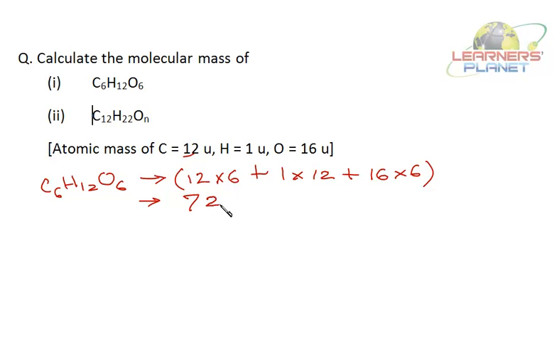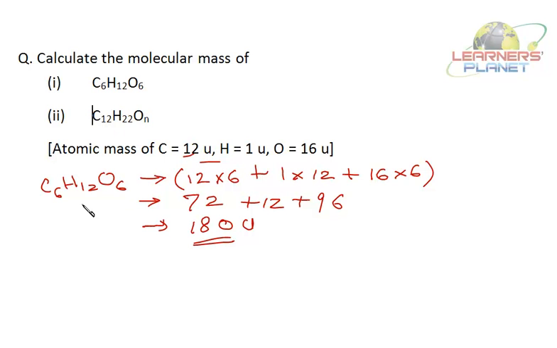Now let's find out. This is 72 plus 12 plus 96, right? Just sum it up. 2 plus 2 is 4, 9 plus 2 is 11 plus 7, it's 180. So what will be the molecular mass? This will be the relative molecular mass, because the atomic mass is the relative atomic mass and not the gram atomic mass. So it is 180 units.